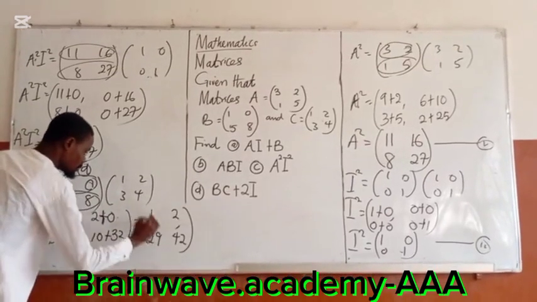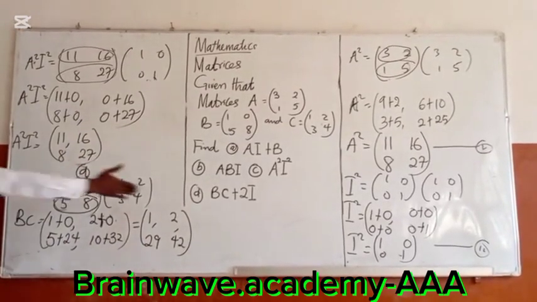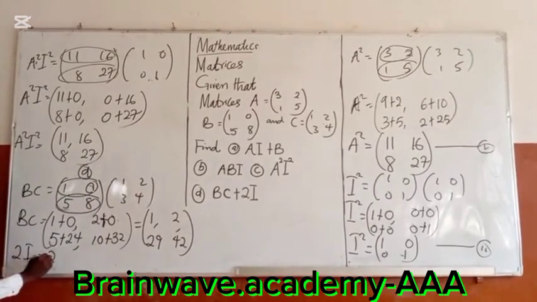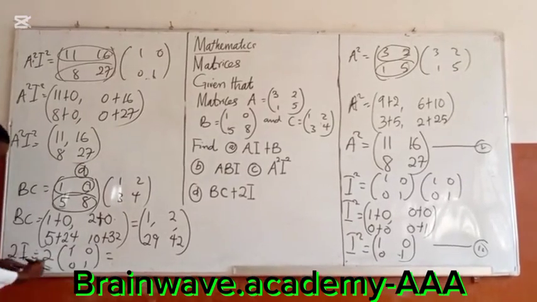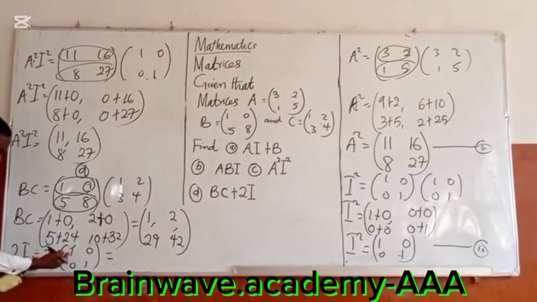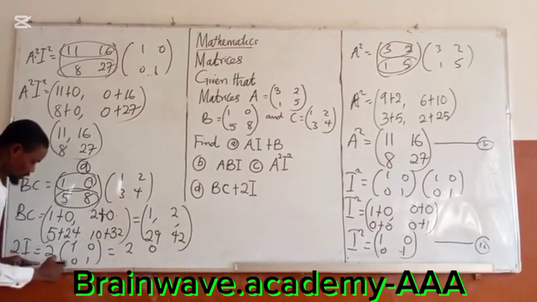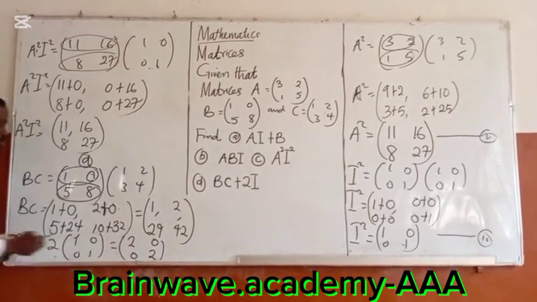This is BC. But what you need is 2I plus BC, BC plus 2I. We have to find 2I. 2I is equal to 2 times I, which is 1, 0, 0, 1. What you need to do is multiply each member by 2. 1 times 2 is 2, 0 times 2 is 0, 0 times 2 is 0, 2 times 1 is 2. We have 2, 0, 0, 2.